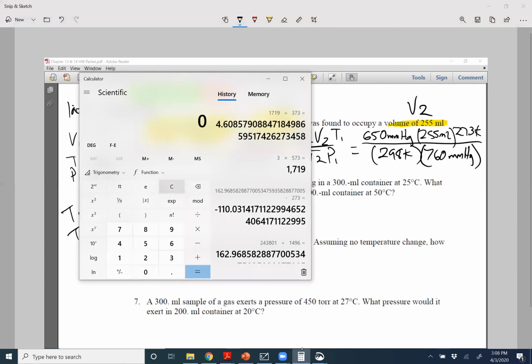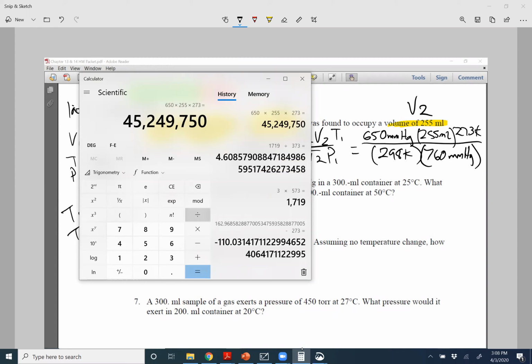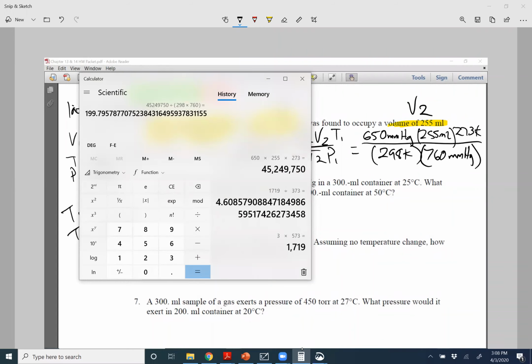Now, here's the mistake a lot of students make: algebra in their calculator. This is 650 times 255 times 273. Now, the mistake that people make is they hit divided by, and then they just plug in these numbers. We can't do that. We have to go parentheses 298 times 760 parentheses. Notice that that number is around our answer, 255. It says basically it's 200.